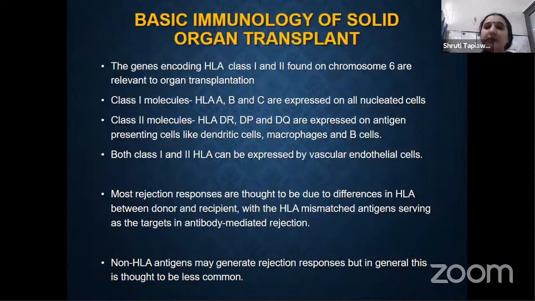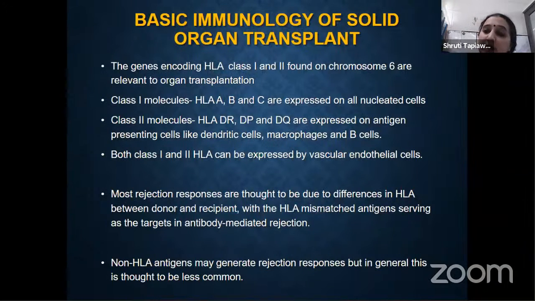So today, let us just set the stage, because we know that the crux of transplantation is that we look at HLA antigens found on class 1, class 2, on chromosome 6. These are relevant for organ transplantation, and this is what we had realized decades ago. Class 1 molecules, HLA-A, B, and C, are expressed on all nucleated cells. Class 2, DR, DP, DQ, are expressed on antigen-presenting cells like the dendritic cells, macrophages, and the B cells.